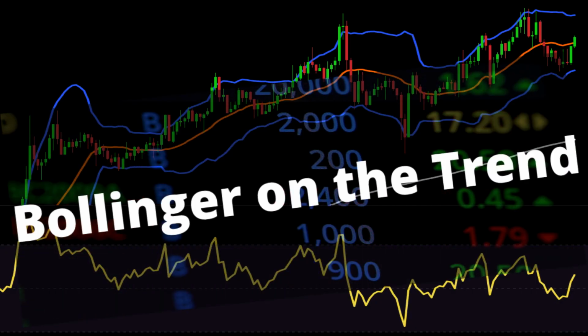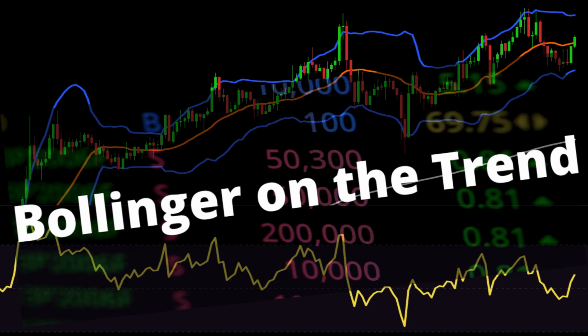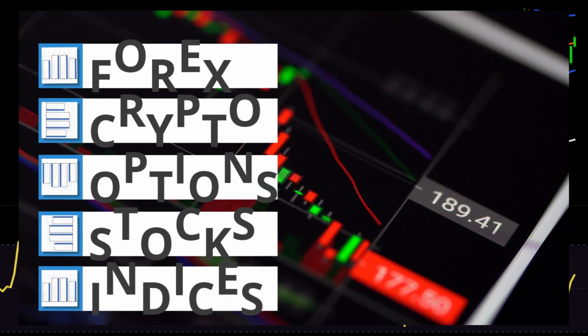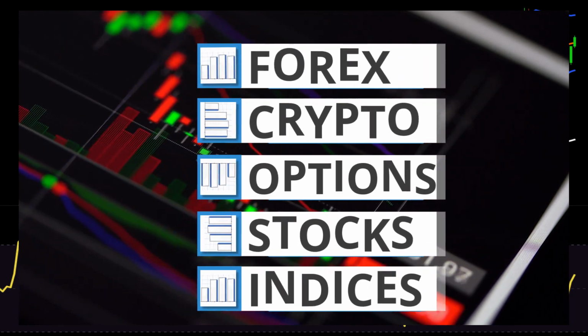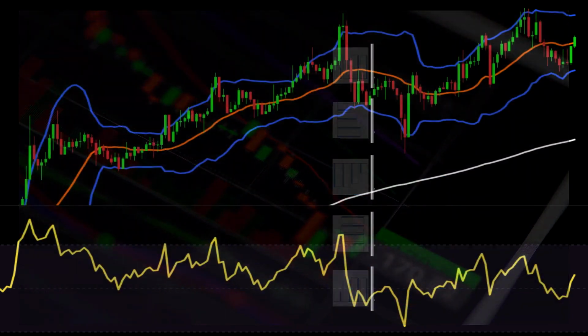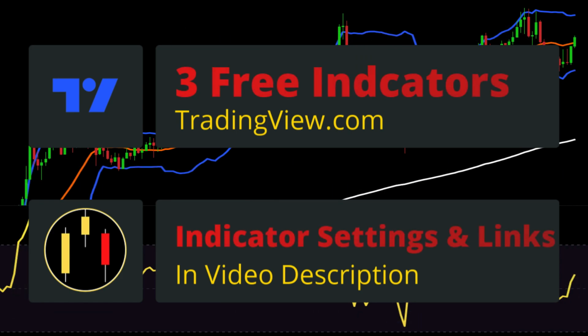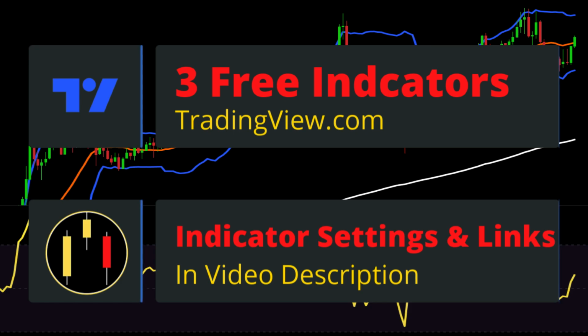I call this system Bollinger on the trend, and like most trading systems, it can be adapted to Forex, crypto, options, stocks, indices, or any instrument that has significant volume and market participants. This strategy uses 3 free TradingView indicators. As always, links and settings to all indicators are listed in the description.